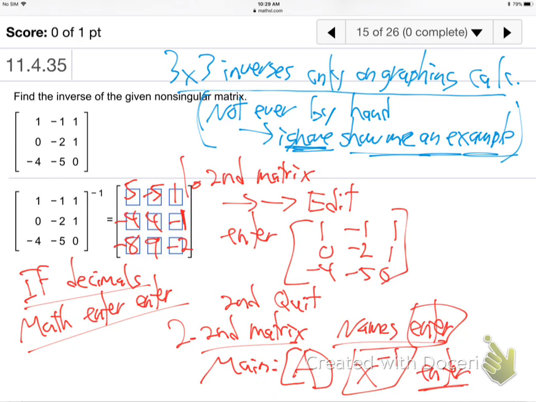So if it's decimals, here's where I wrote that. If it's decimals, hit math, enter, enter. This one didn't. This one came out to be nice whole numbers. I didn't get any decimals, so it wasn't a problem. But if it comes out to be decimals, which some of them will, hit math, enter, enter at the end, and it'll make it all into fractions. At least that's how the TI does it. Casio's even better usually and cheaper. So I'll send you Casio instructions, or come see me. I'd be glad to help.